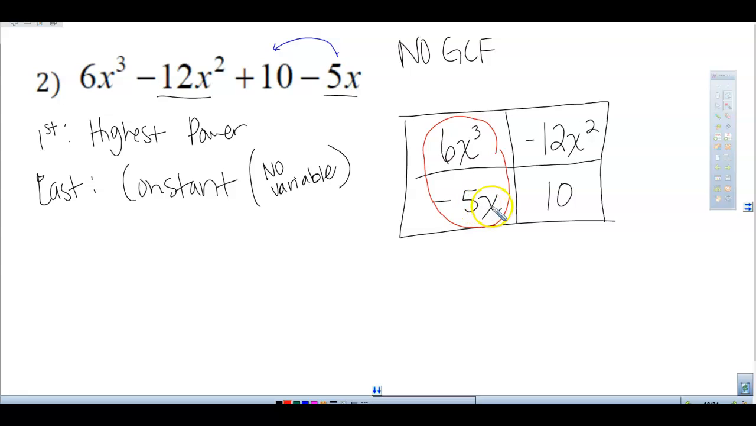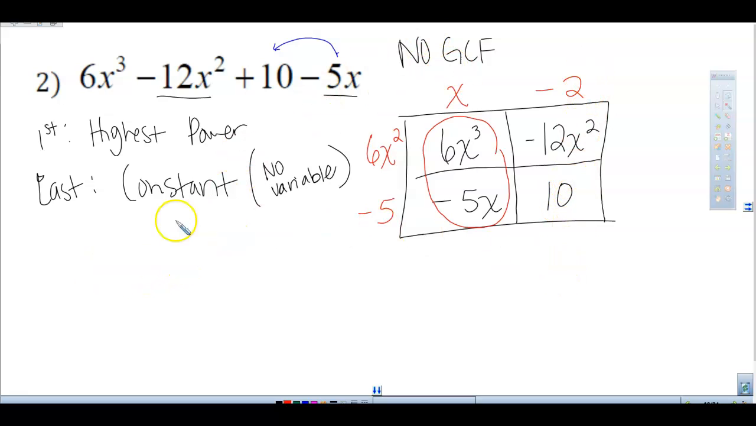5 doesn't go into 6, but they have an x in common. So I'm going to take out an x. So x times what will give us a 6x cubed? 6x squared. And then x times what gives you negative 5x? It'd be a negative 5. And then a negative 12x squared and a 6x squared. What can I multiply this one by to make it equal a negative 12x squared? A negative 2, right? A negative 2 times negative 5 gives me positive 10, which means we did it correctly.